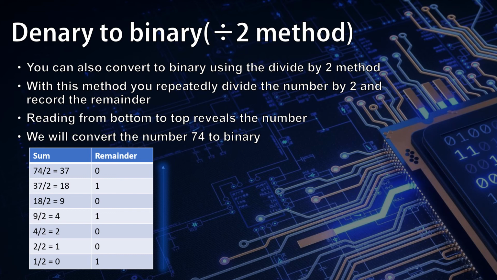Other concerns I have with this method are students regularly forget to then read from the bottom to the top. That is, the number is 1001010, not 0101001, which would be a completely incorrect number.